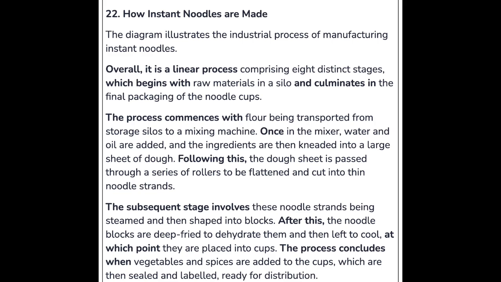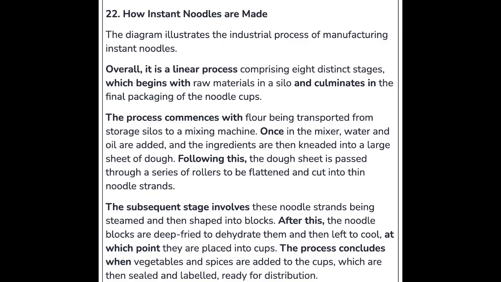The process commences with flour being transported from storage silos to a mixing machine. Once in the mixer, water and oil are added, and the ingredients are then kneaded into a large sheet of dough. Following this, the dough sheet is passed through a series of rollers to be flattened and cut into thin noodle strands. The subsequent stage involves these noodle strands being steamed and then shaped into blocks.